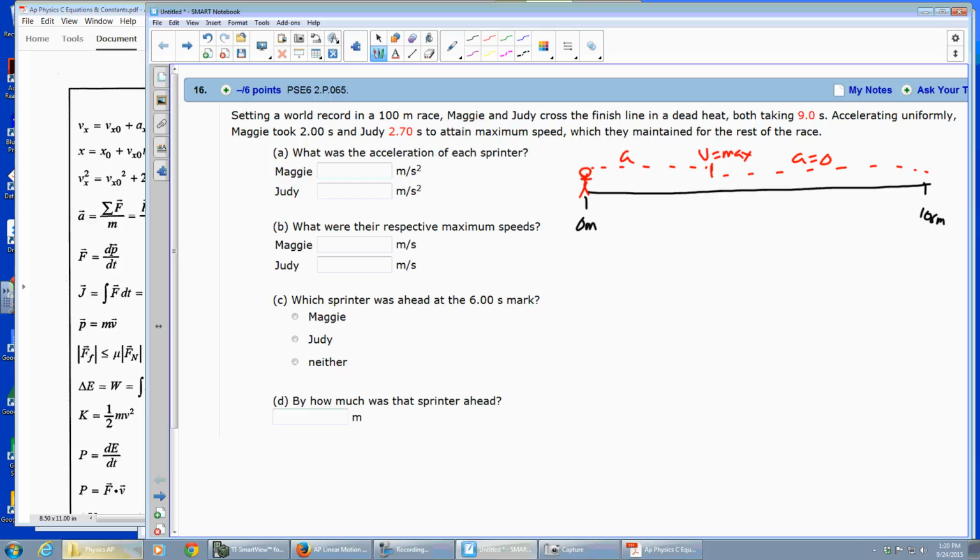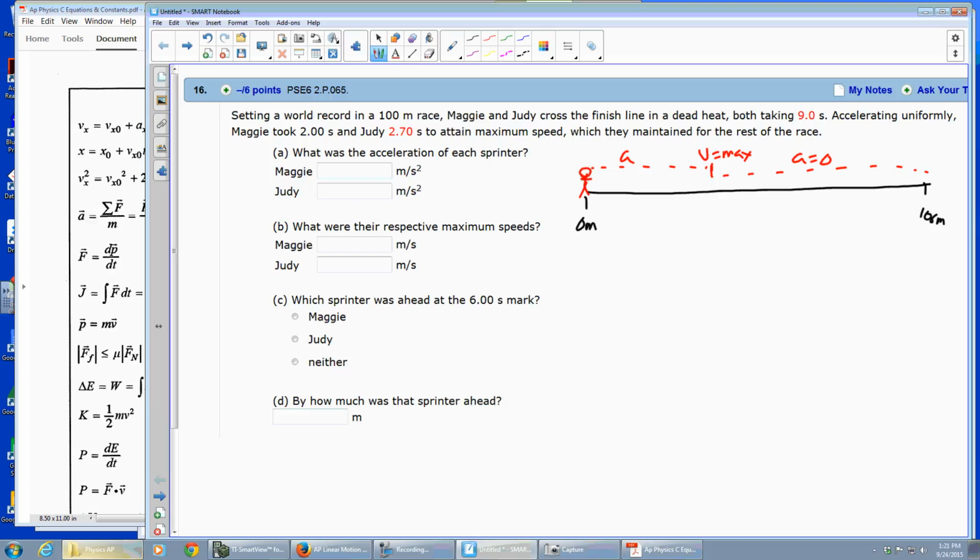And there's some point in here, which is actually 2 seconds into the race, that she hits her maximum velocity, right? And then she maintains that for the rest of the race. And same thing with Judy, but she hit the maximum speed at 2.7 seconds. So let's look at what's going on here.